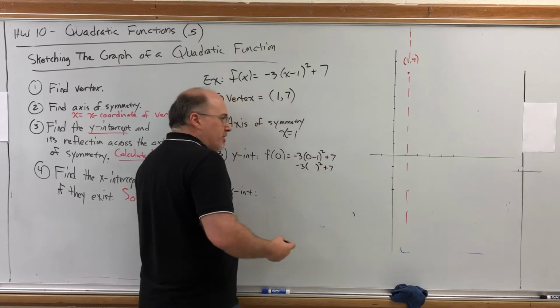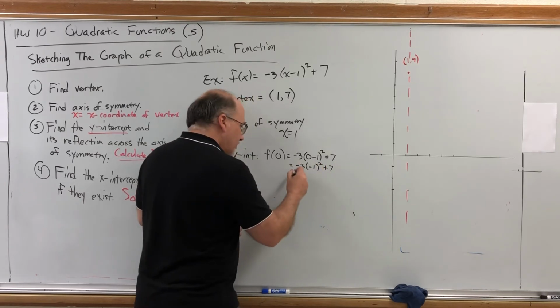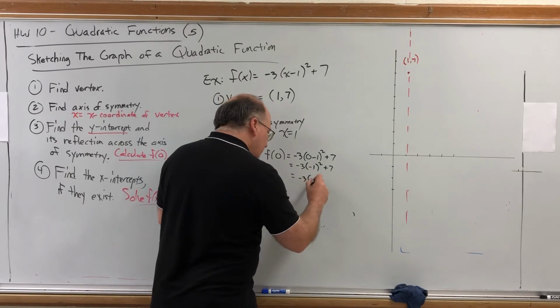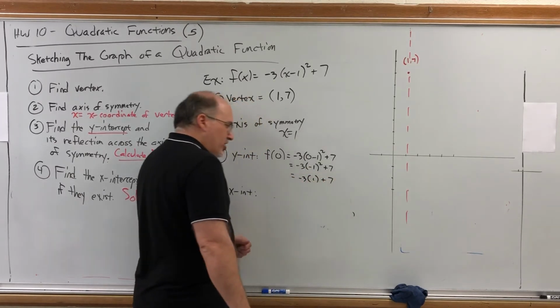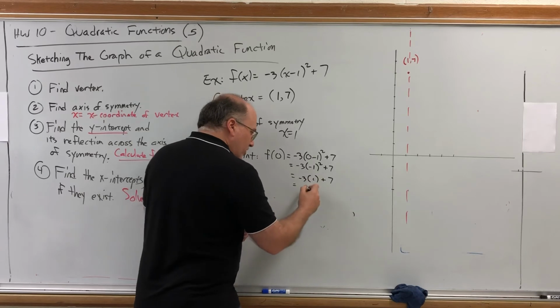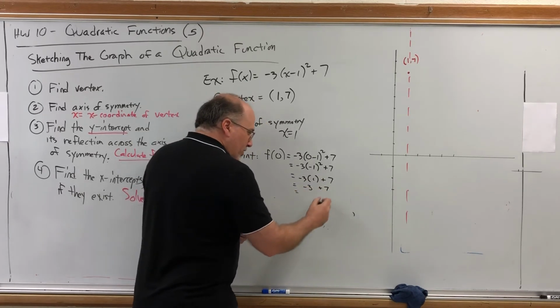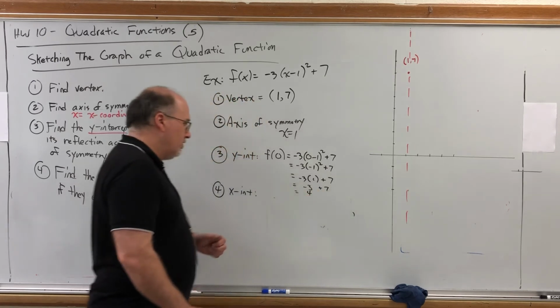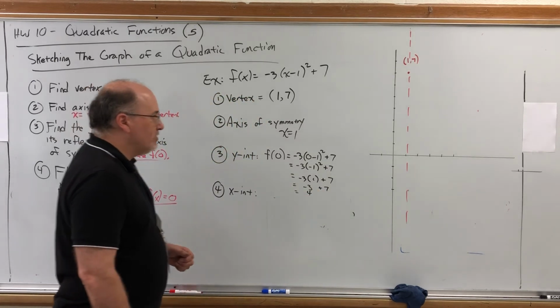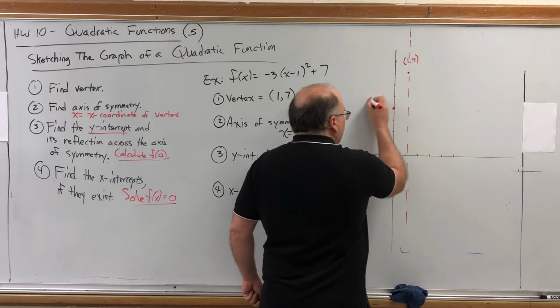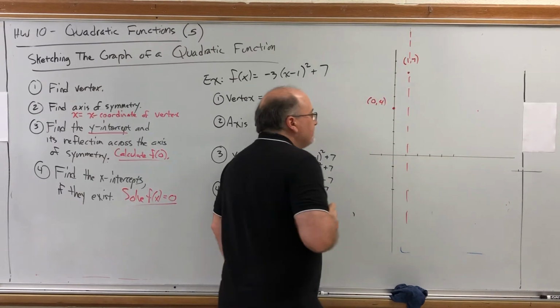Parentheses first. 0 minus 1 is -1. Exponents next. -1 squared is 1. Multiplication next. -3 times 1 is -3. And then finally addition. -3 plus 7 is 4. So our y-intercept is going to be at 4. So go up 4. 0, 4.